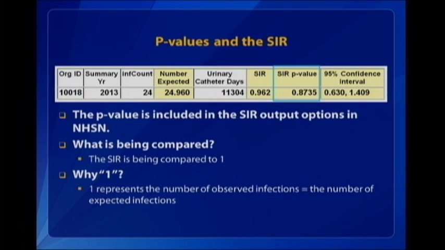Again, we include this p-value with your output, and what is actually being compared? Before, we were comparing your hospital's rate to the NHSN pooled mean. With the SIR, we're saying, is your SIR of 0.962 any different than a value of 1, where 1 means that you observed exactly what was predicted, okay?